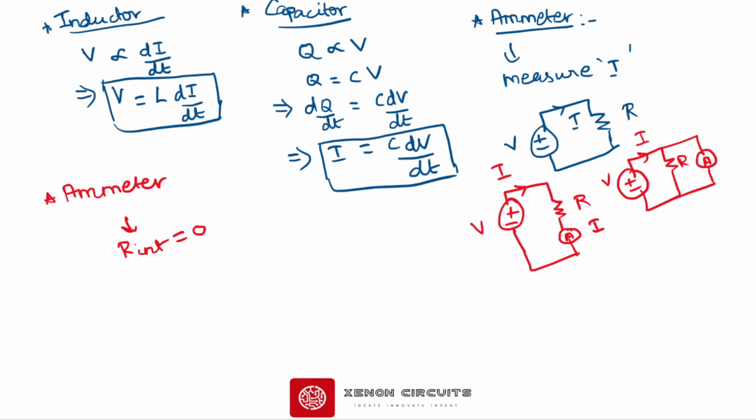So what happens if the ammeter is connected in parallel? We know that the internal resistance of an ideal ammeter is 0, right? Which means it is a short circuit, correct? So if we just replace the ideal ammeter with its equivalent resistor model, what is going to happen?